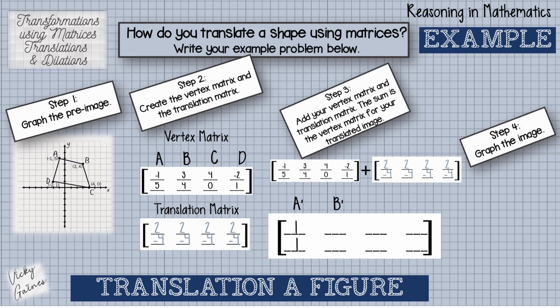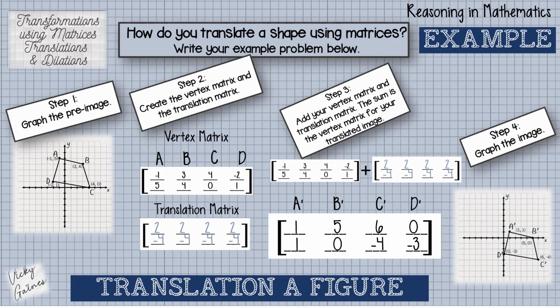We're going to add 3 and 2 to get 5. We're going to add 4 and -4 to get 0. C prime. We're going to add 4 and 2 to get 6, and 0 and -4 to get -4. Last point, D prime is going to be -2 plus 2, which gives us 0, and 1 plus -4, which gives us -3. So there are the points that we would need to graph, and there is the graph after the translation of moving 2 to the right and 4 down using matrix.